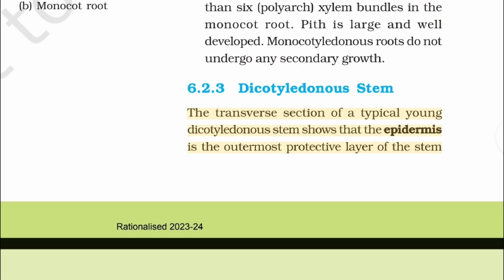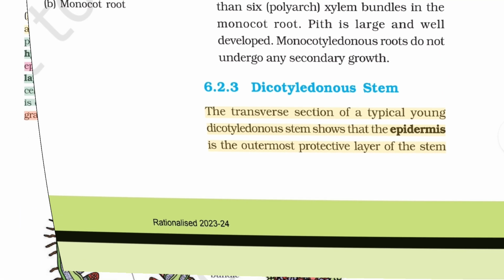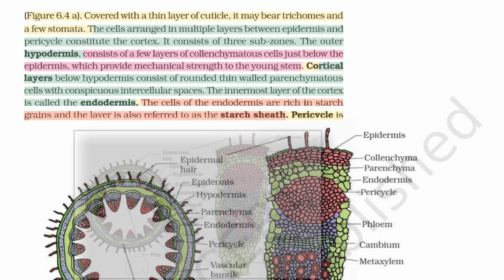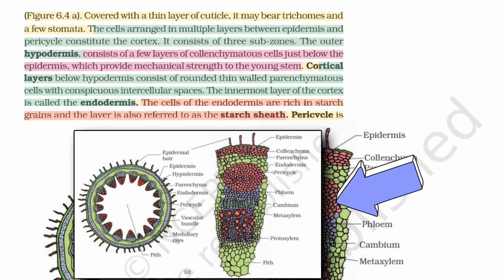6.2.3 Dicotyledonous stem. The transverse section of a typical young dicotyledonous stem shows that the epidermis is the outermost protective layer of the stem, figure 6.4a. Covered with a thin layer of cuticle, it may bear trichomes and a few stomata. The cells arranged in multiple layers between epidermis and pericycle constitute the cortex. It consists of 3 subzones.